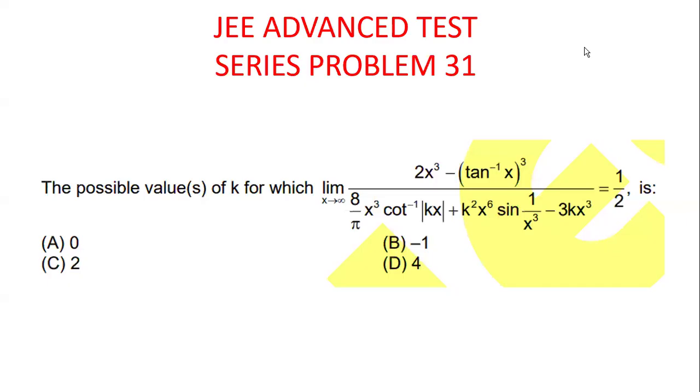So hello guys, in this video we are going to solve this problem. It is given that we have to find the possible values of k for which this limit value is equal to half. So for what values of k is this limit equal to half? This is a multiple choice correct problem, so let's see how we can do this.